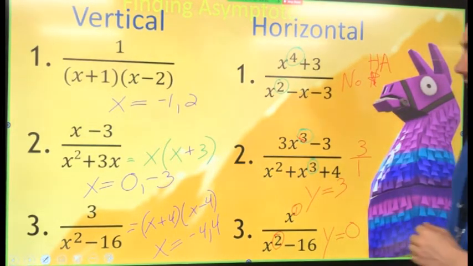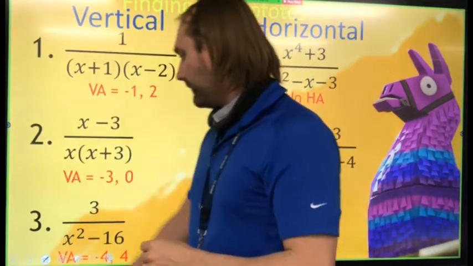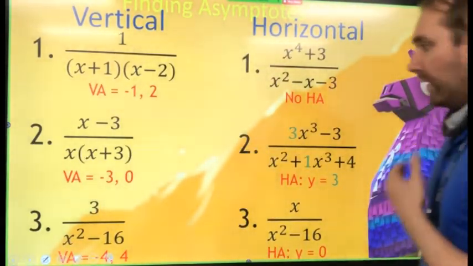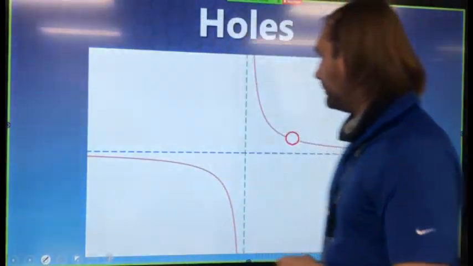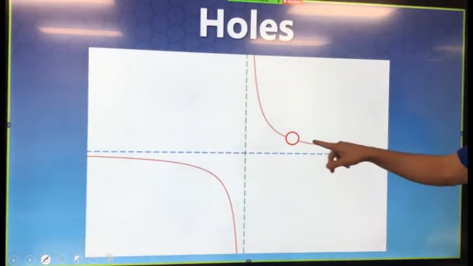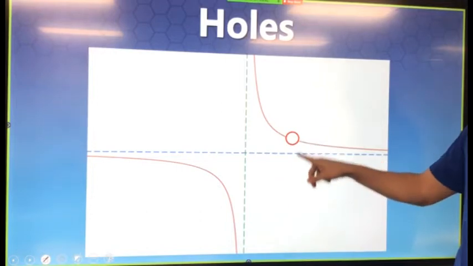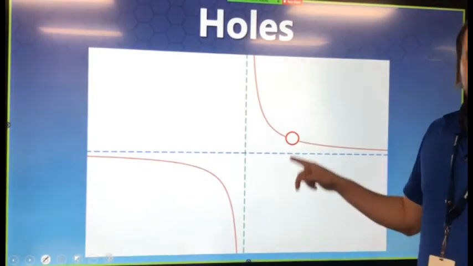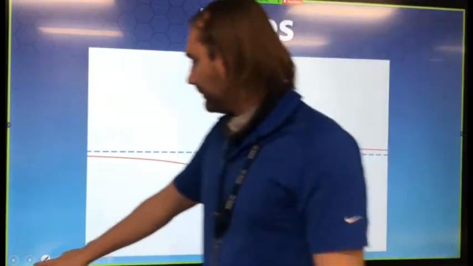Now there is one thing that occurs. Rational functions do have one other unique attribute, and that is a hole. There is a possibility that you could have a hole in your graph. And it's literally what it means. I have a spot in my graph where this x value has no y value, or that y value is undefined.